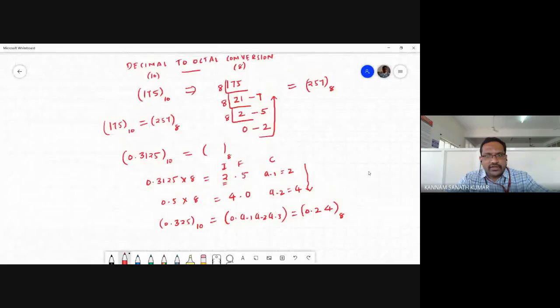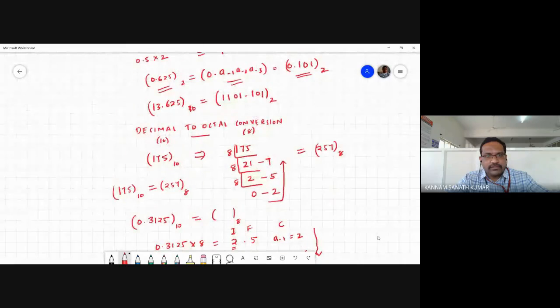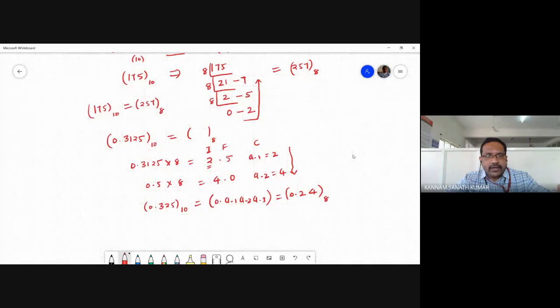Same thing, same process, same procedure as a conversion from decimal to binary. There you need to do the LCM and multiplication with 2. Here you need to do the LCM and multiplication with the 8. So if it is an integer value, you have to do the LCM, and if it is a fractional value, you need to multiply with the 8.